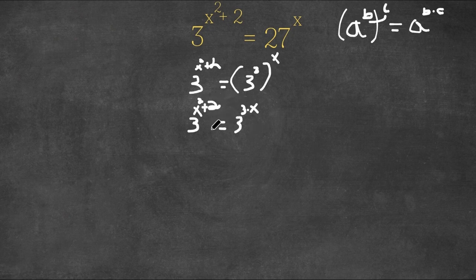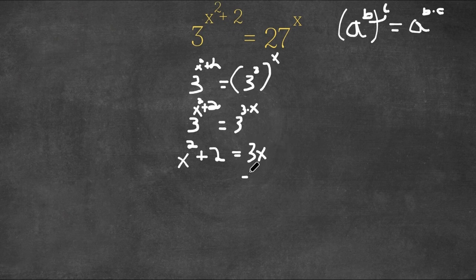Now remember, if you have the same bases, which we do now, we can simply ignore the bases and make the two exponents equal to each other, because if the two bases are the same, then so do the exponents, right? Or else this equation wouldn't be true. So now we have our equation x squared plus 2 is equal to 3 times x, which is 3x.